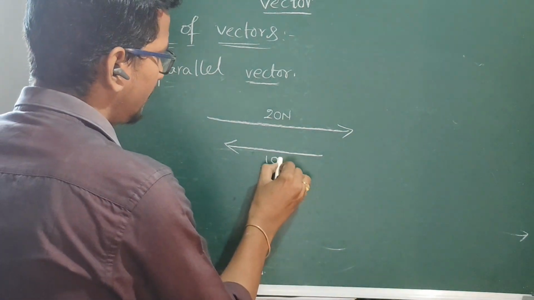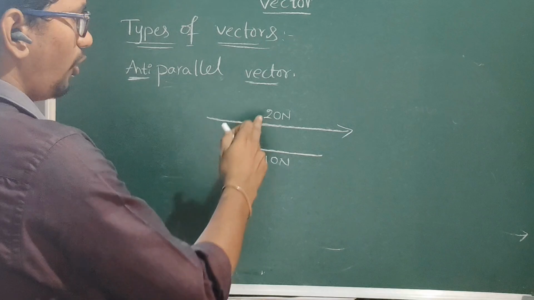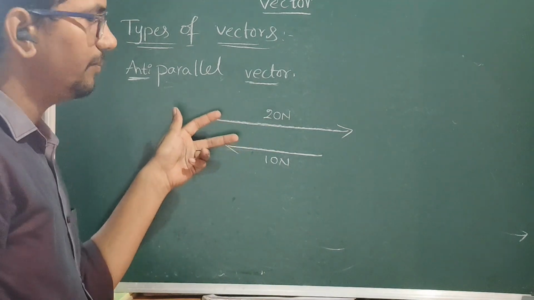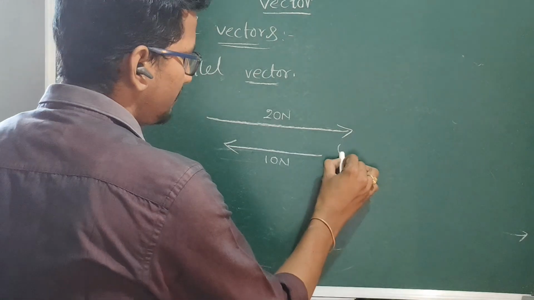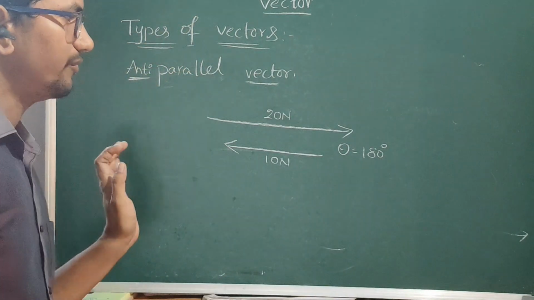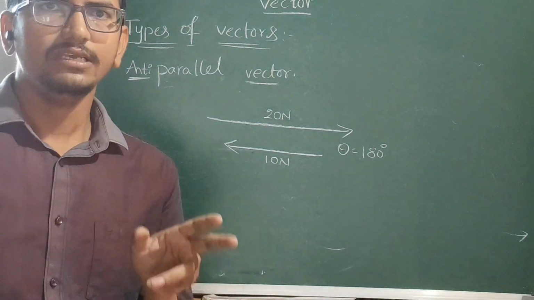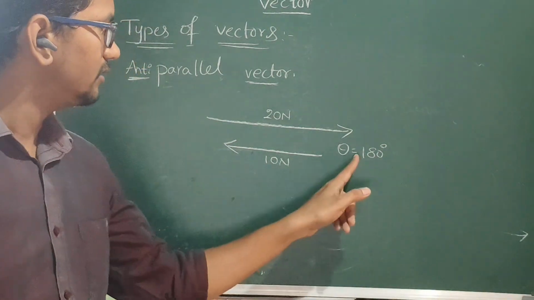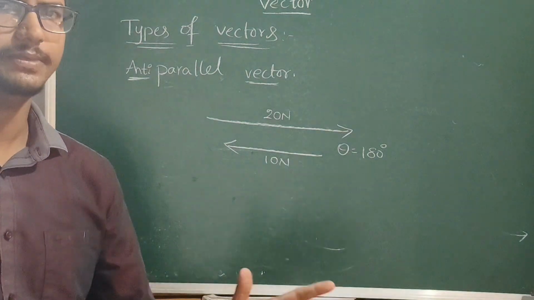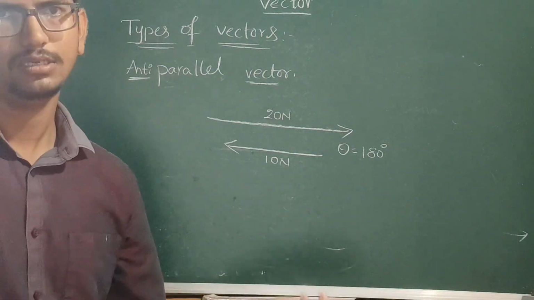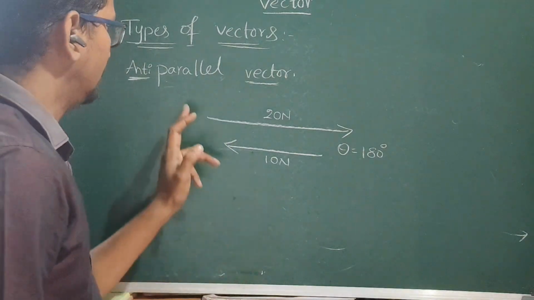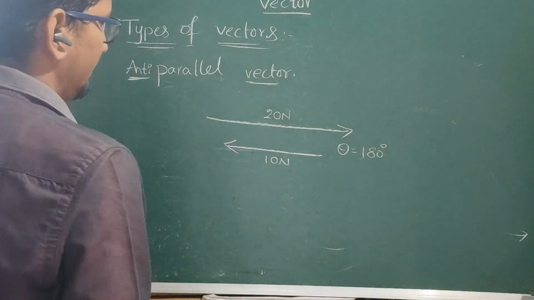We take 10 newtons, and those are in the opposite way. Those lines are anti-parallel. Anti-parallel means opposite direction. What is the angle between them? That is 180 degrees. Those vectors must be at 180 degrees. That vector is called an anti-parallel vector. Magnitude may or may not be equal or unequal; that's based on the given quantities.